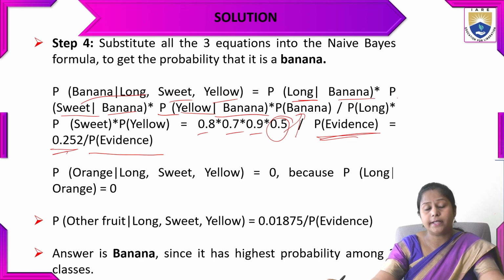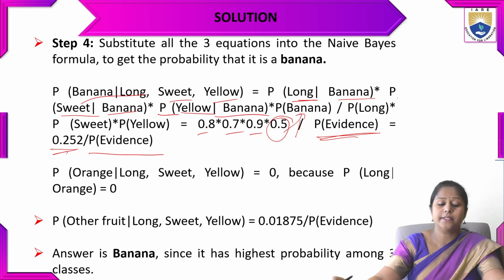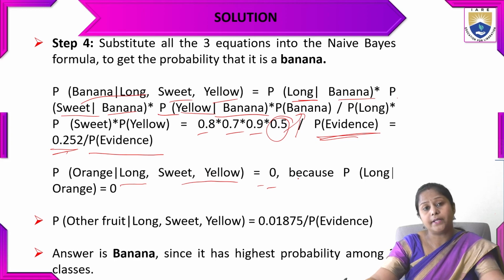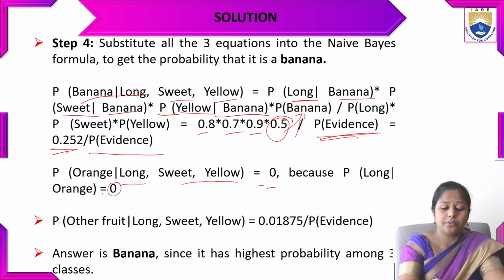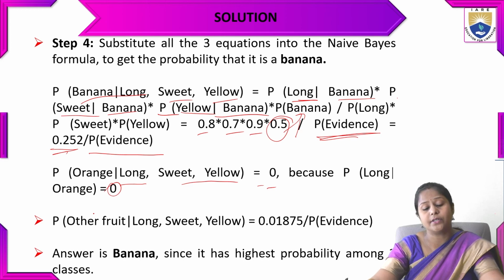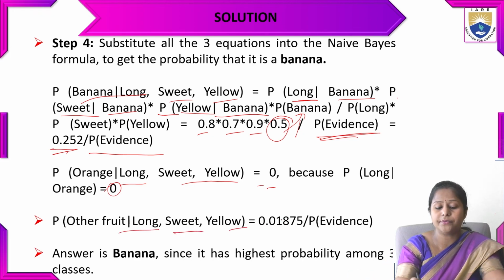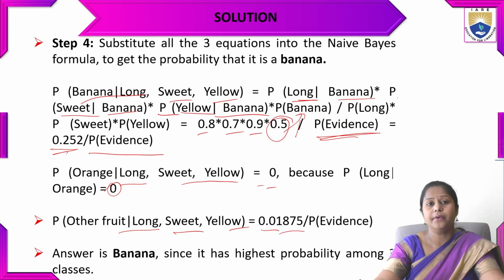Like this, we have to calculate it for the orange and other fruit also. So P of orange given long, sweet, yellow will be 0, because P of long given orange is equal to 0. So all will be 0. Next for the other fruit: P of other fruit given long, sweet, yellow is equal to 0.8575, divided by P of evidence.